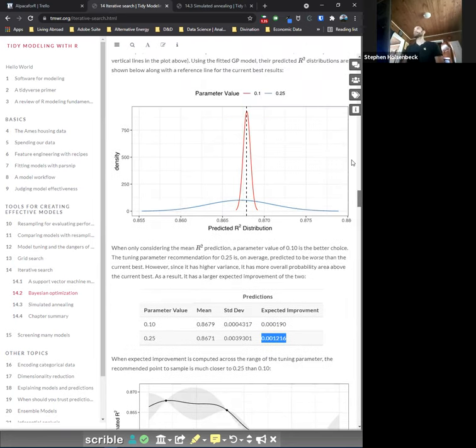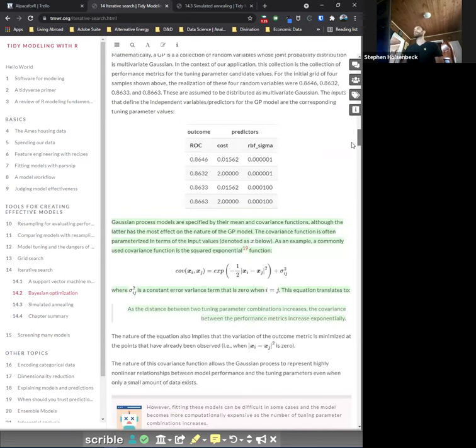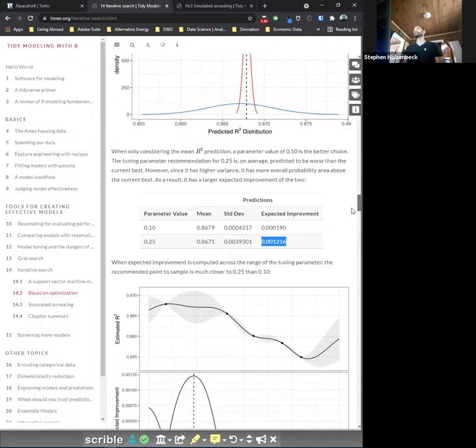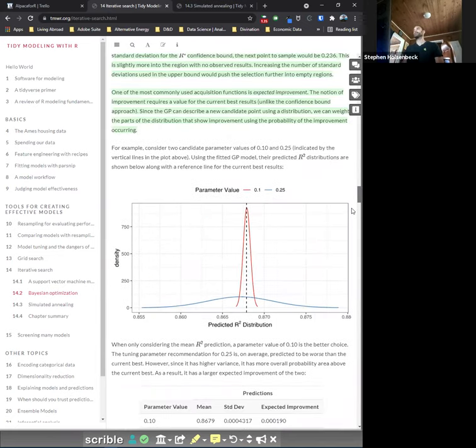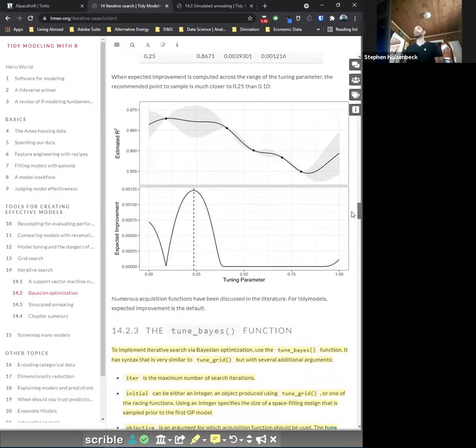And this is not the expected improvement function, like how they arrive at these expected improvement values. I don't know what that is. I was kind of curious. I think there might be a paper somewhere down here quoted that has that information.